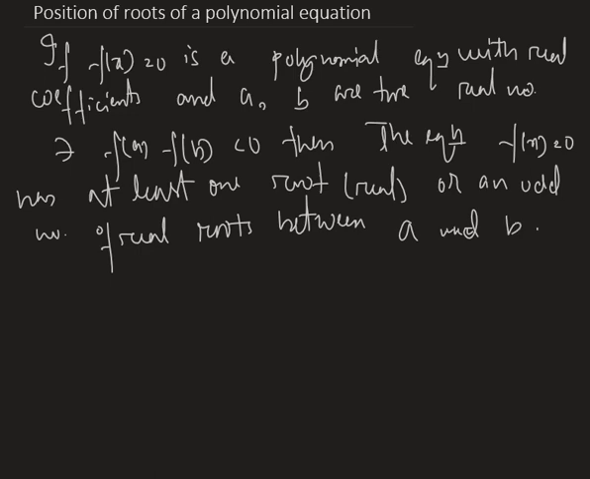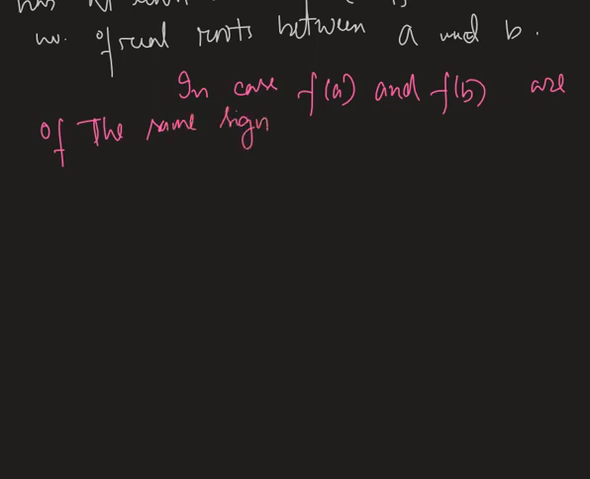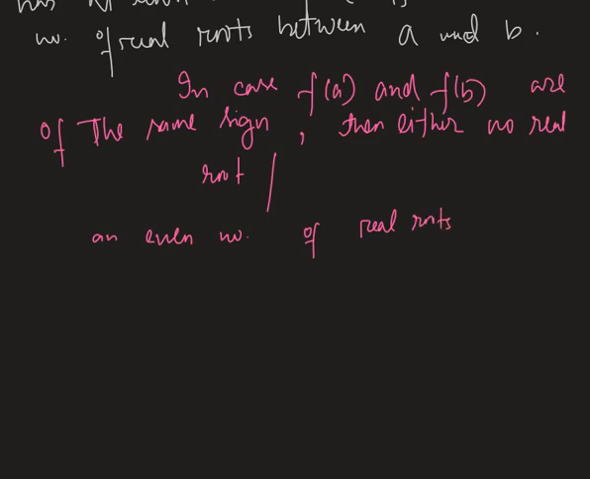Okay, in case f(a) and f(b) are of the same sign, then either no real root or an even number of real roots of f(x) equals 0 lie between a and b.